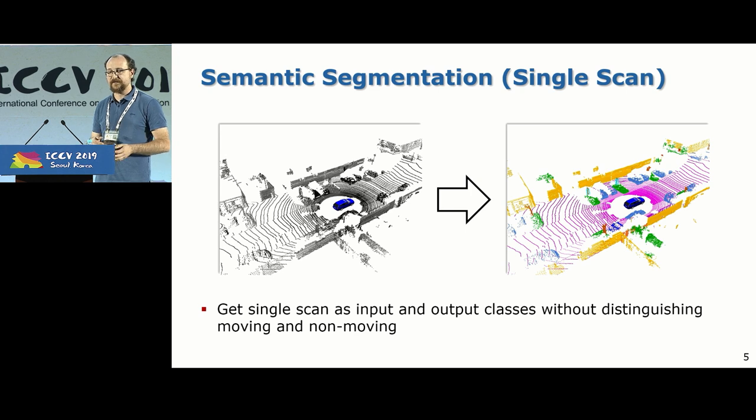So with the data set, we also provide three benchmark tasks. The first task is semantic segmentation, where a single scan is the input. Since it's not decidable if an object moves or not, in this task we map all moving to non-moving classes together, so that we only evaluate on 19 classes in this case.